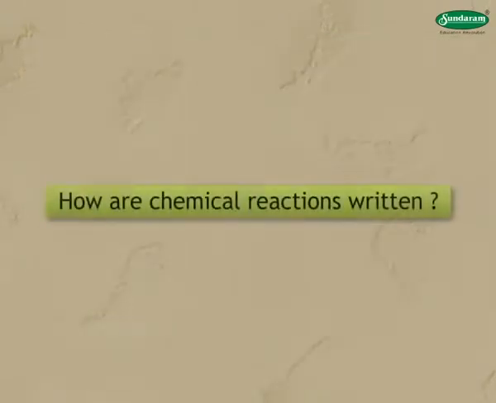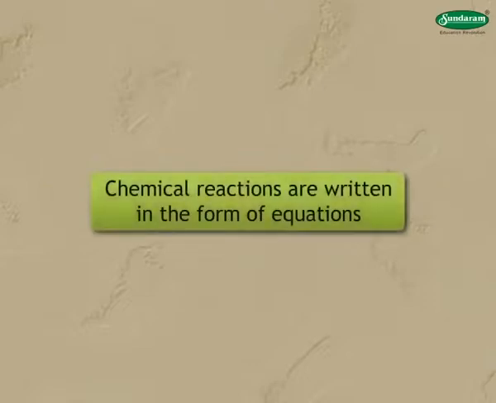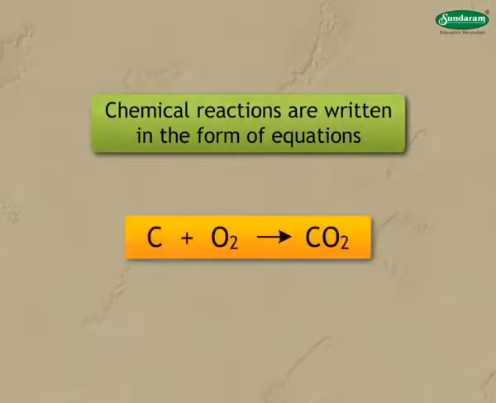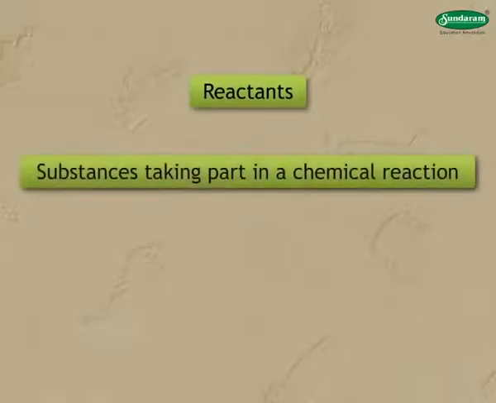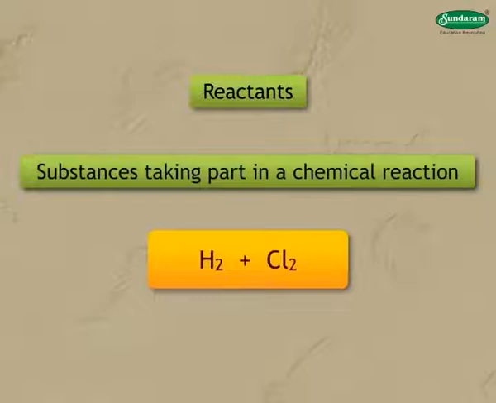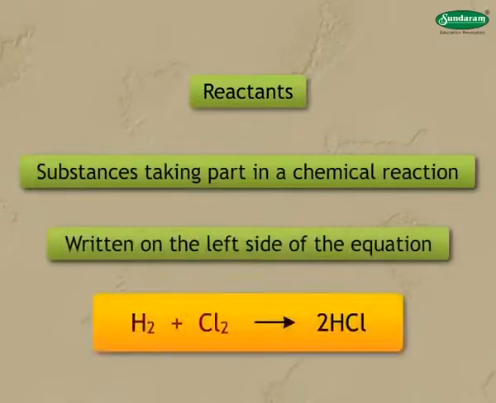Let us see how chemical reactions are written. The chemical reactions are written in the form of equations. In order to understand this, we will have to first get well versed with the words reactants and products. Reactants. The substances taking part in a chemical reaction are called reactants. They are written on the left-hand side of the equation.